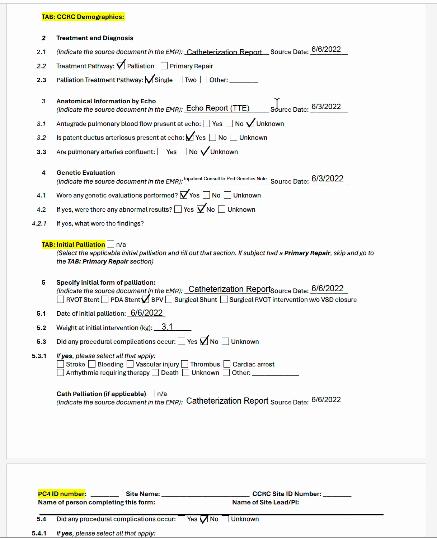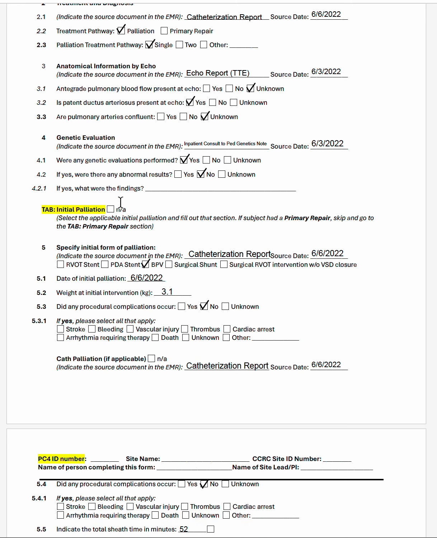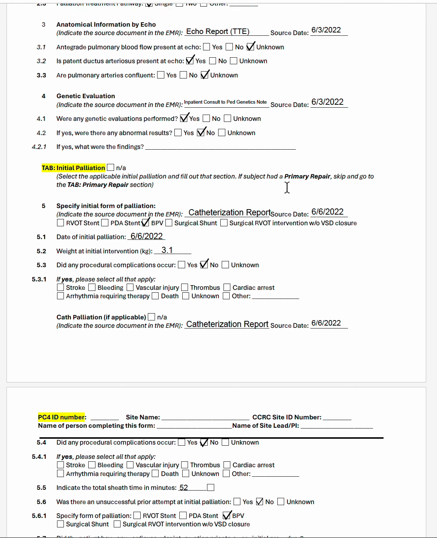The echo report, we are looking for the date. I should mention, we're going to look for the source and the date of the source, just in case there is any discrepancy between what you send back versus what's entered into the registry. This will help with some internal processes. So very basic, we're looking for integrated flow, if the PDA is present, if the arteries are confluent, if a genetic evaluation was done. If it was, if there were abnormal results, what were the findings? I'm just going to type it in. We're not drilling down too deep into that.